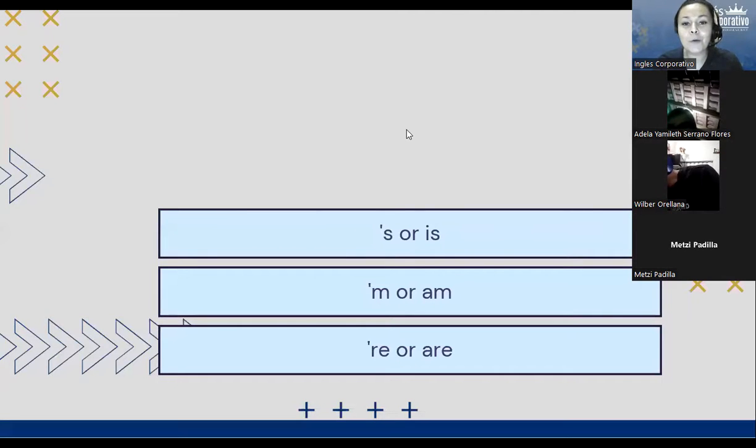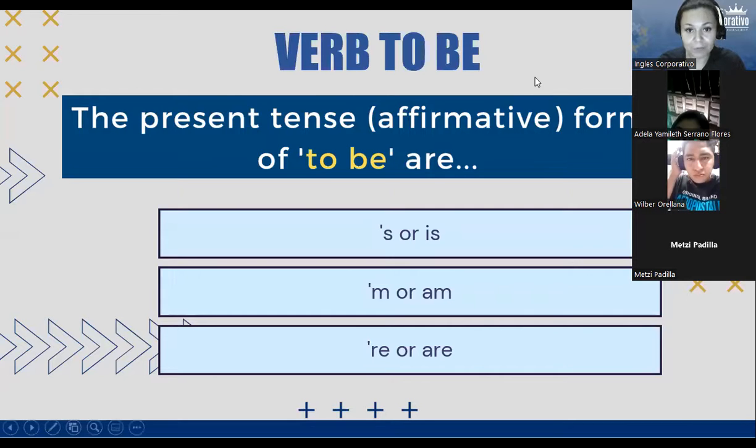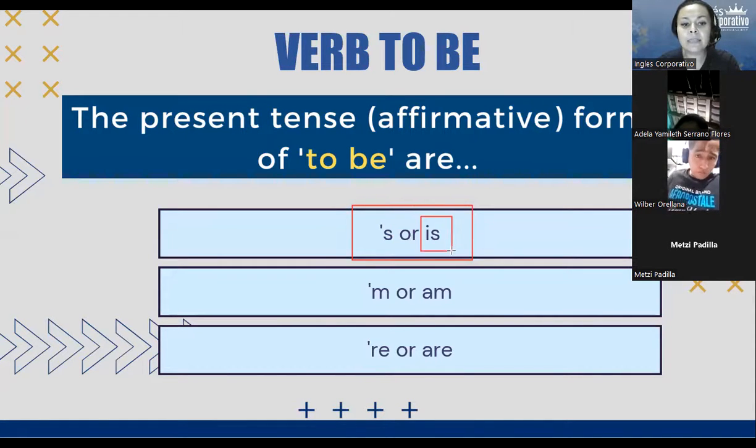Now, we are going to start with the topic for today's class. Now we begin this very important topic, which is the verb to be. The verb to be has three forms, very important forms, in the present, to say what is happening right now. Here I have the full form and the contracted form. I have is, the full form, and the contracted form, an apostrophe and an s.